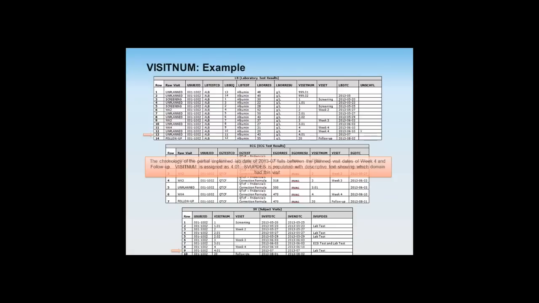We also have another unplanned lab collection in July of 2013, but we don't actually have a day. But what we do know is that it falls between week 4, which was in June, and follow-up, which was in August. And so even though we don't have a full date here, it's a partial, we can still slot it in between week 4 and follow-up, and we've given it a visit number of 4.01. So that's showcasing that we don't always need full dates, we can have partial or missing to get there.